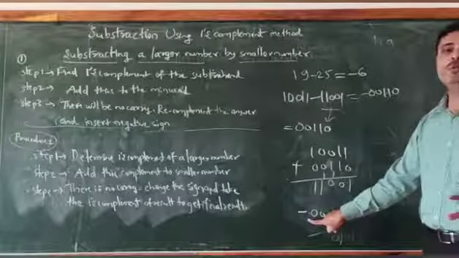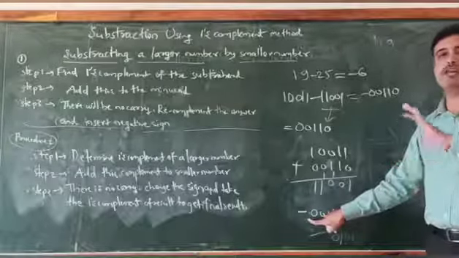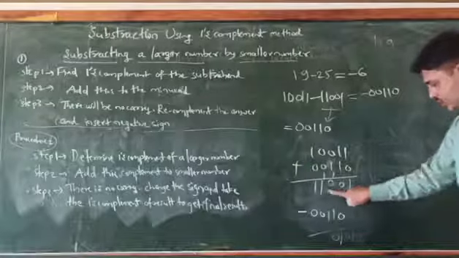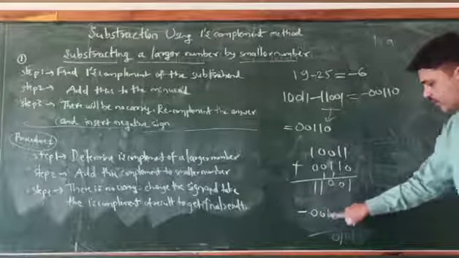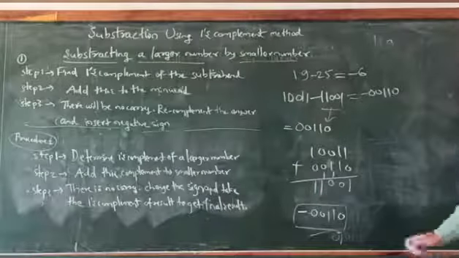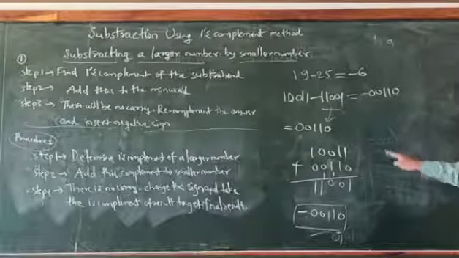Compulsorily we have to put the minus sign here because we are subtracting a larger number from a smaller number. The answer 1 1 0 0 1 becomes: 1 becomes 0, 1 becomes 0, 0 becomes 1, 0 becomes 1, 1 becomes 0, and this will be your final answer. This is about subtracting a larger number by a smaller number.